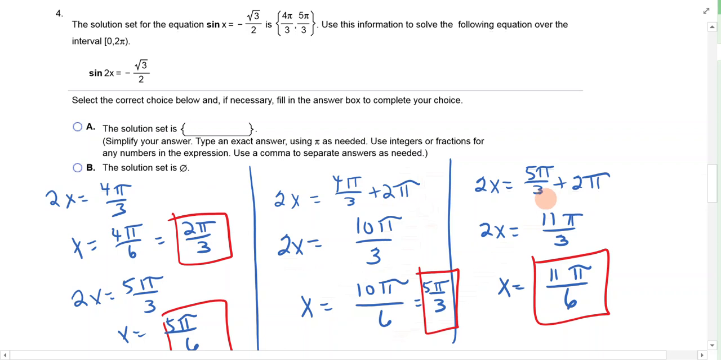Do the same thing with the 5 pi over 3, and you end up with 11 pi over 3. Divide by 2, you have 11 pi over 6. So you have 1, 2, 3, 4 solutions to that.